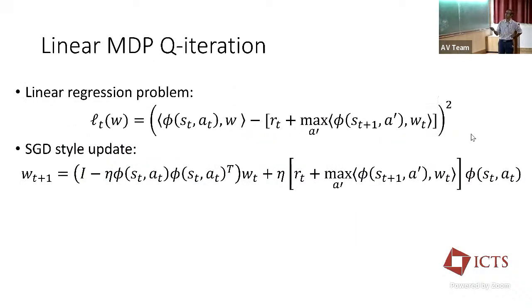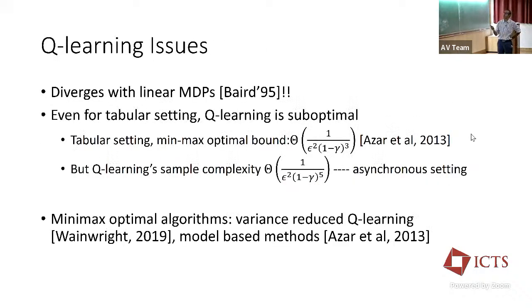It's fairly easy to see. And as I was saying, back in 95 itself, Baird showed that for linear MDPs, the standard Q learning can diverge. There are some examples where it can diverge terribly, right? And even when you apply Q learning in the tabular setting, in this vanilla form, it doesn't give you optimal bounds. That is, min-max optimal bounds have this form, 1 by epsilon squared times 1 minus gamma to the power 3. Gamma is the discount factor here.